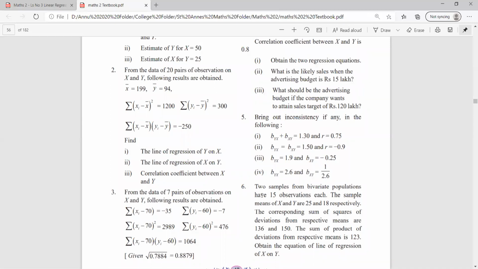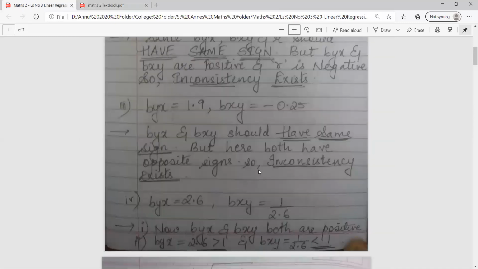Moving forward, byx is 2.6, bxy is 1 upon 2.6. So can you tell me, class, can you find any inconsistency? Pay attention. As you can see, both the regression coefficients are positive, they have the same sign, correct? Also, byx is greater than 1. So bxy should be less than 1 as per the property. If you divide 1 by 2.6, definitely you'll get the answer in 0 point something, which is again less than 1. So two properties are satisfied.